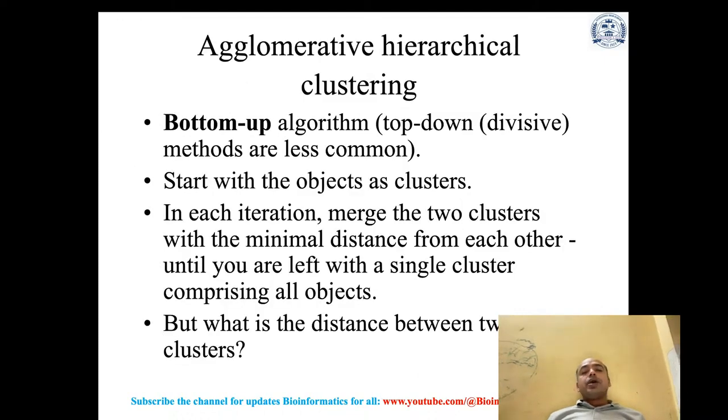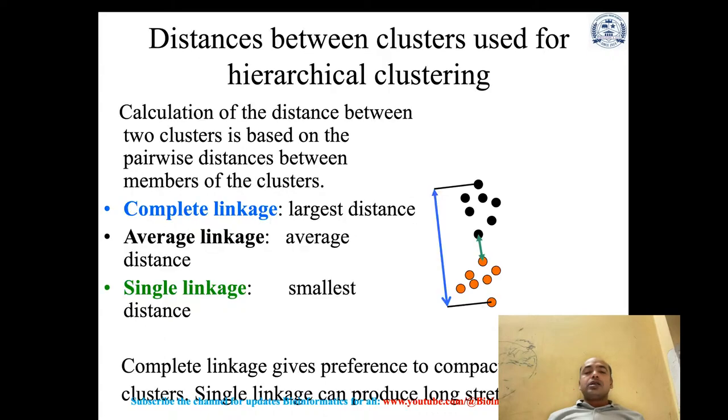Now it comes to agglomerative hierarchical clustering, a bottom-up algorithm, and here you can think about starting with objects as clusters. In each iteration, merge the two clusters with minimal distance from each other until you are left with a single cluster comprising all the objects. But what is the distance between the two clusters? This is what you need to understand.